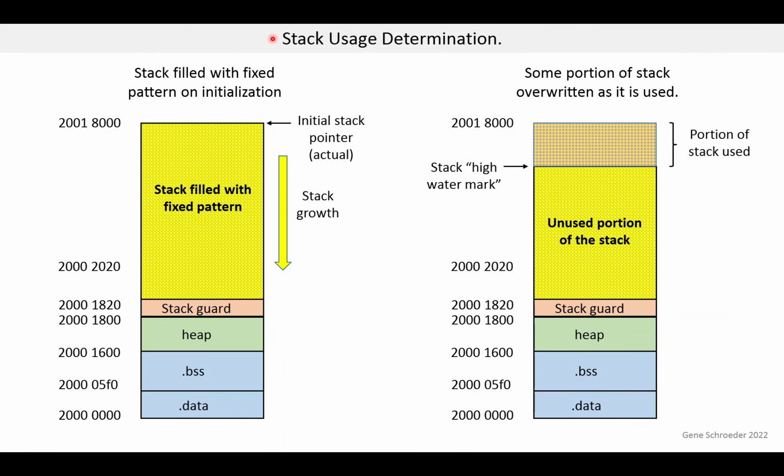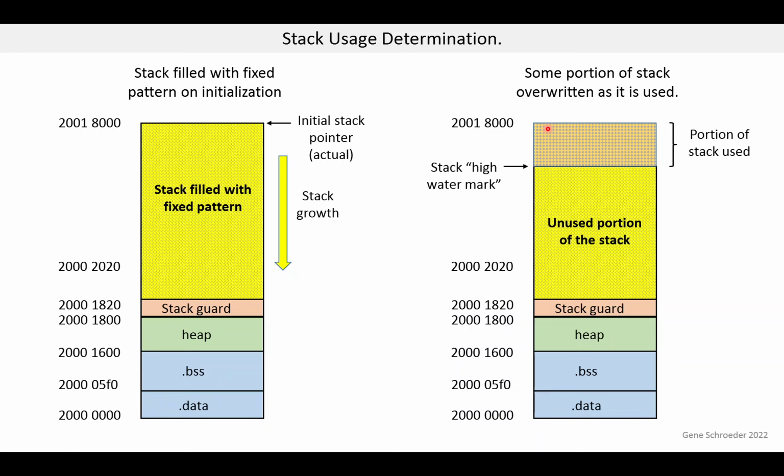So here are some more diagrams showing how we determine the max stack usage on a running system. It's pretty simple. During initialization, we fill in the stack with a fixed pattern, and you'll see this when we look at the code. And on this diagram, I represent the fixed pattern by this yellow with this texture. Now, as the stack is used, which it starts up here, it will overwrite that fixed pattern with real data, which is almost certainly different from the fixed pattern. And I show the part of the stack that was used here with a different color and a different texture.